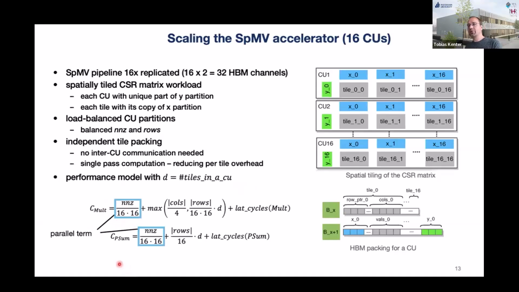And then both kernels have an overhead term. These are a little bit different. Depending on the matrix characteristics, it can be either the number of columns loaded in the multiplication kernel, or the number of rows that are completed in the reduction kernel.